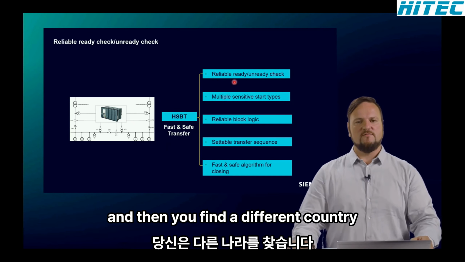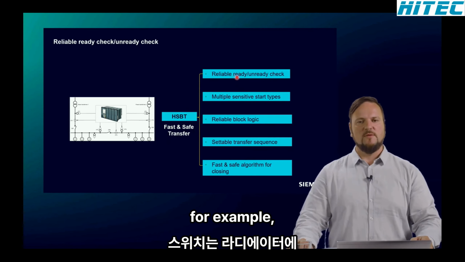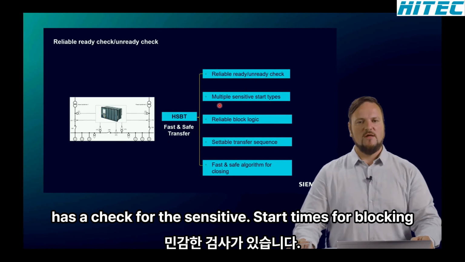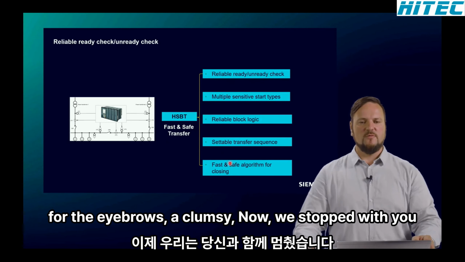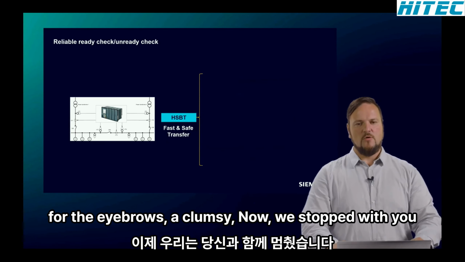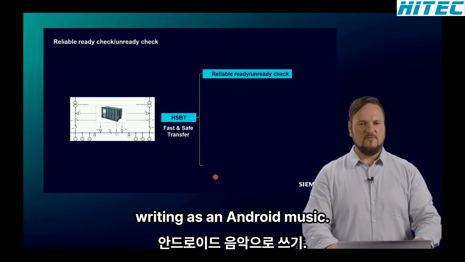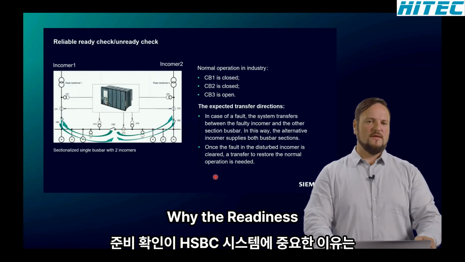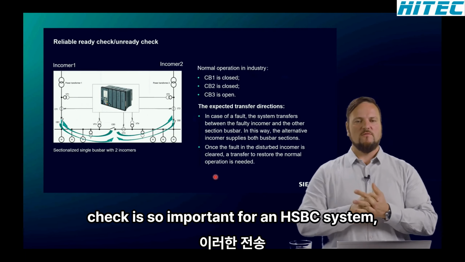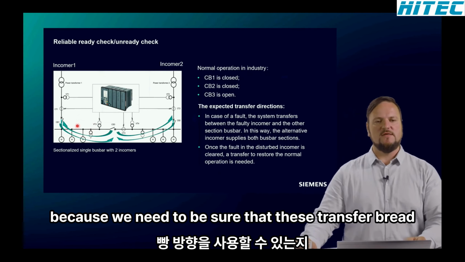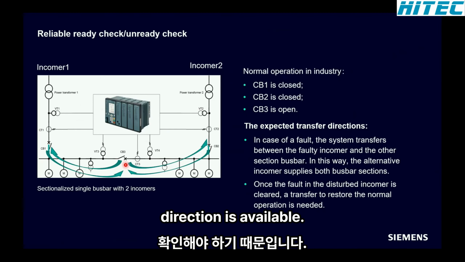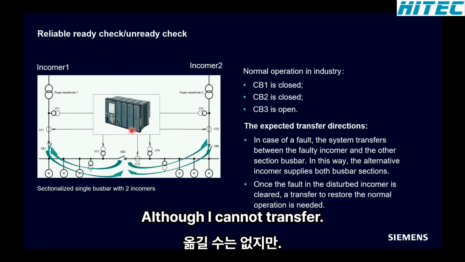And then you find the different function blocks, which are responsible, for example, for the readiness check, for the sensitive start types, for the blocking logic, for the transfer sequence, and in the end, for the algorithm for closing. Now we start with the readiness and unreadiness check. Why is a readiness check so important for an HSBT system? Because we need to be sure that this transfer direction is available. Otherwise, the device cannot transfer the load from one feed to the other feed.